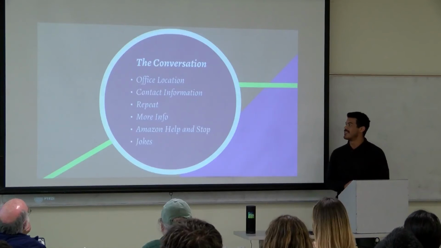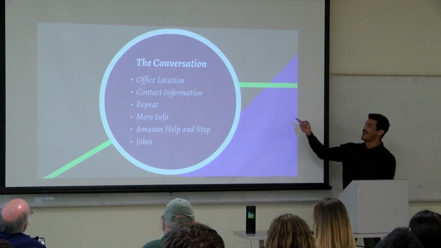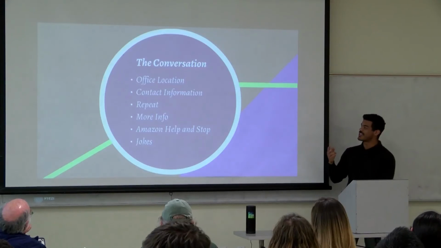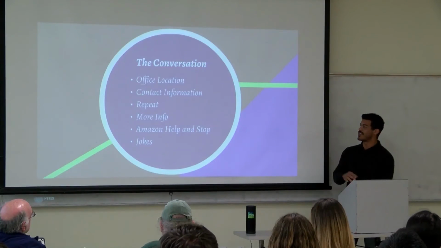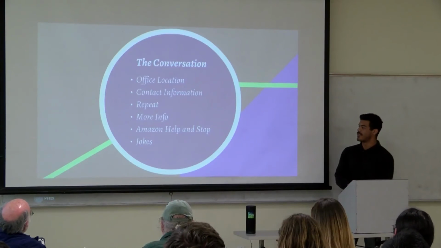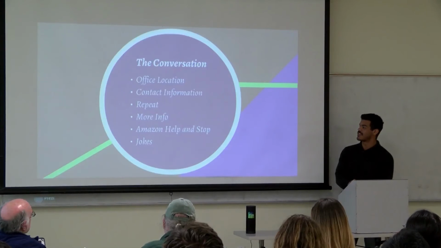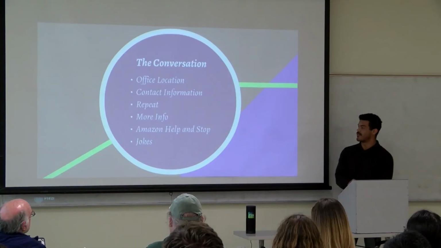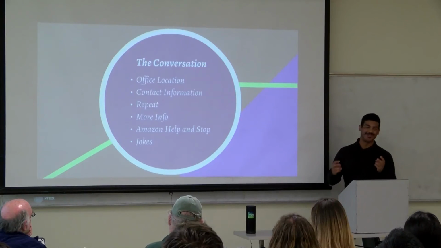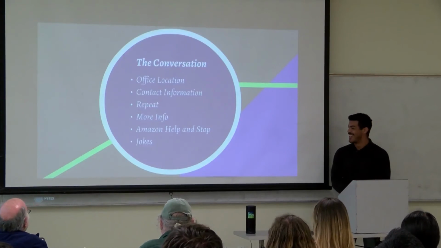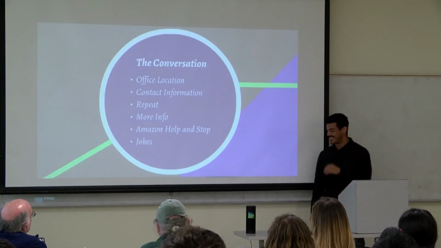So the conversation, these are the intents we created. We have office location, contact information. Repeat is pretty important. It extends the conversation. More info does that as well. Amazon help and stop are implicit intents inside Amazon's web developers kit. And we wanted to make a sassy Alexa. That's what we called it. So we put some jokes in there too. And then, you want a demo? Oh, all right. Sure.